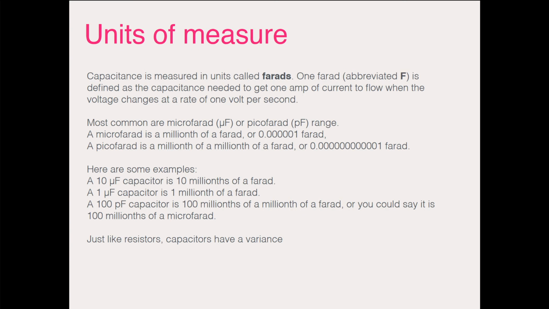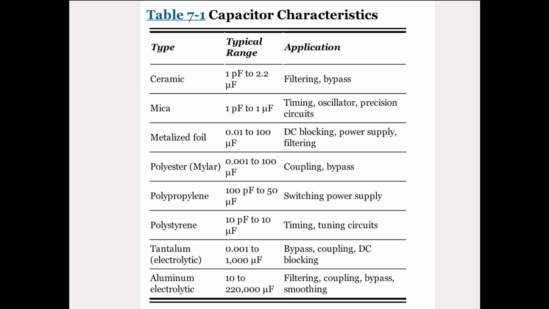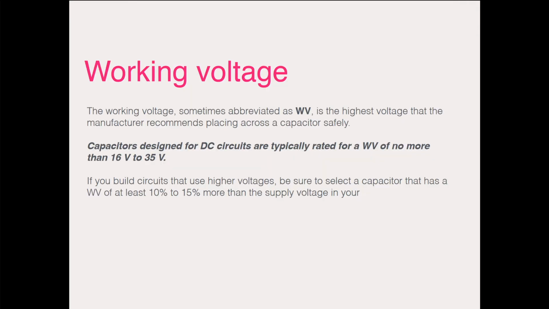As mentioned earlier, capacitors are measured in farads. This slide goes into a bit more depth, but also know that they have variance, just like resistors, and that's something to pay attention to. This is the common typical range of an array of capacitor types. So if you have a ceramic capacitor, it's going to have from 1 picofarad to 2.2 microfarads, and it's commonly going to be used for filtering and bypass.